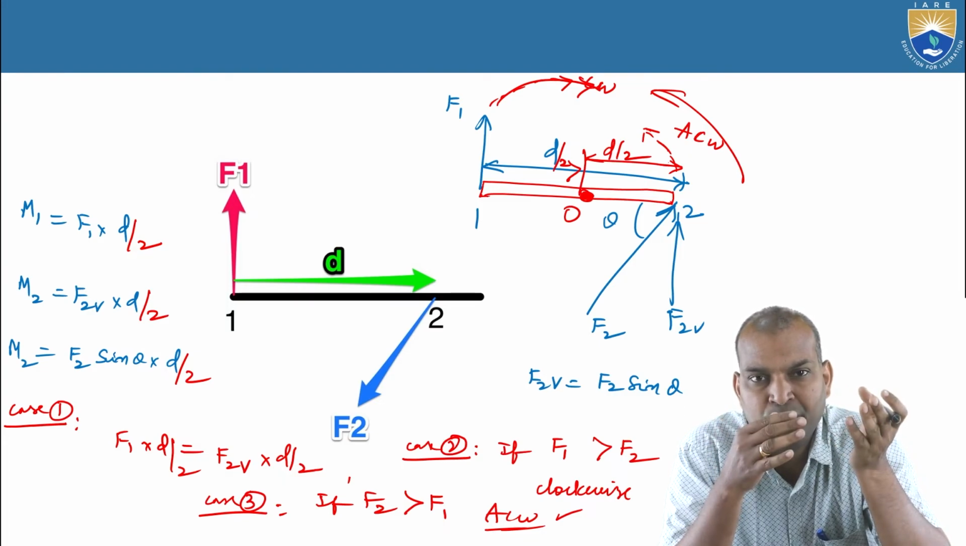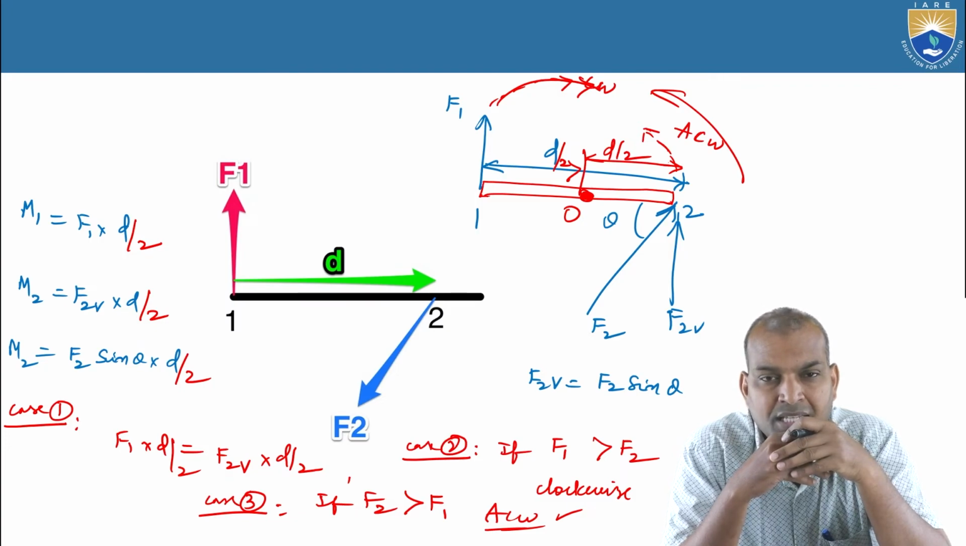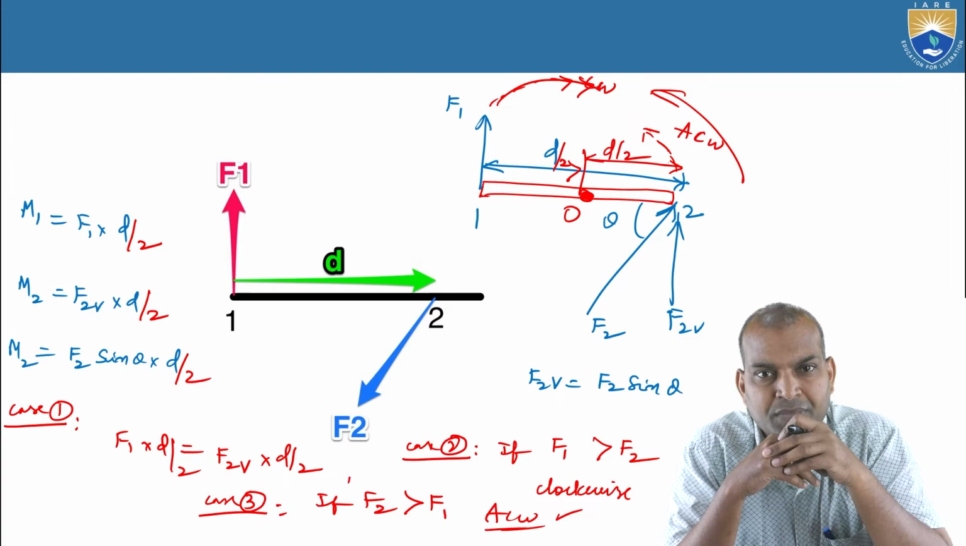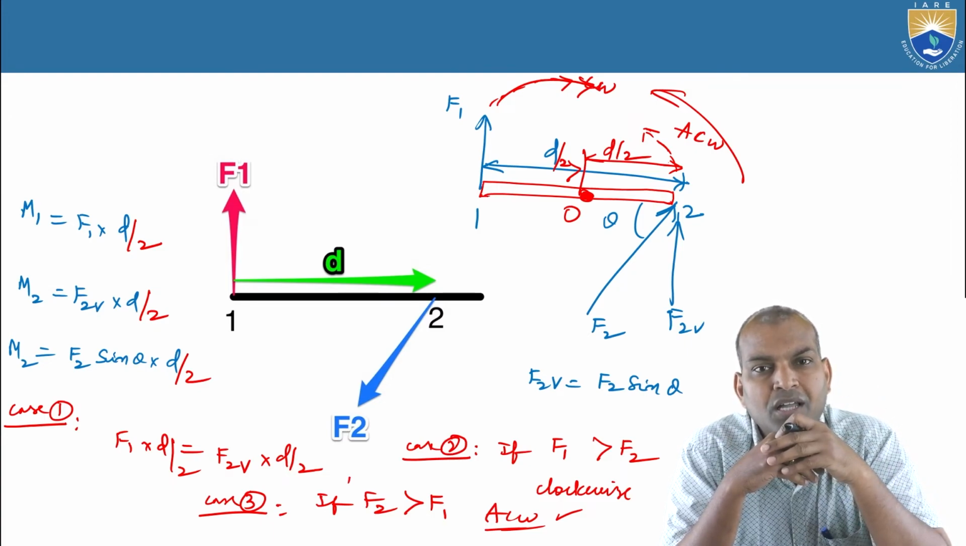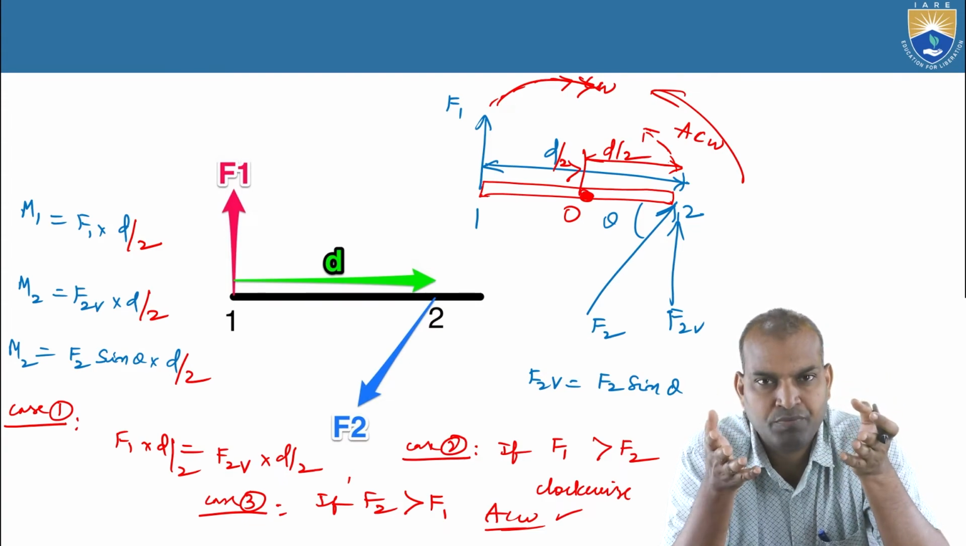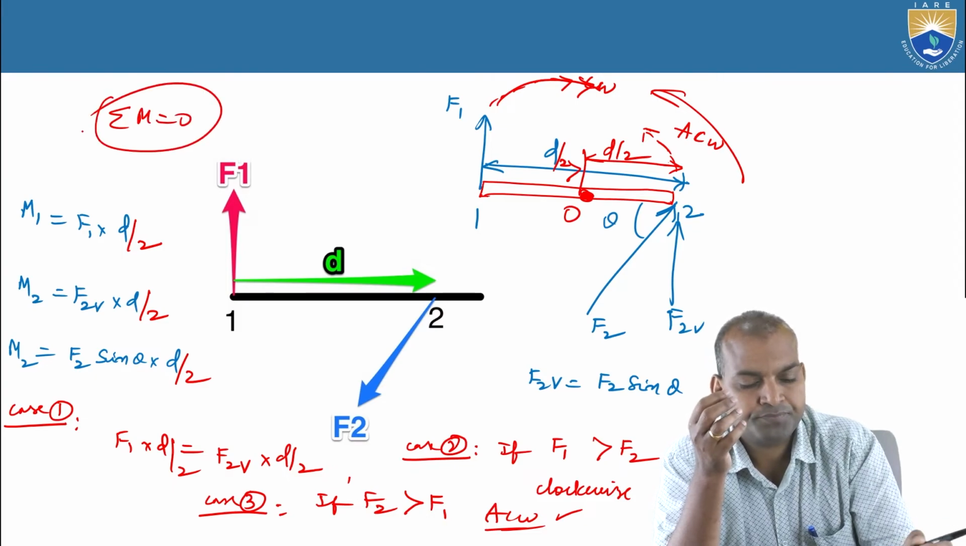That means the sum of clockwise moments and anti-clockwise moments is equal to 0. Then it is known as the principle of moments or law of moments. The law of moments states that the algebraic sum of all moments about any arbitrary point is equal to 0, that is, sigma M equals 0.